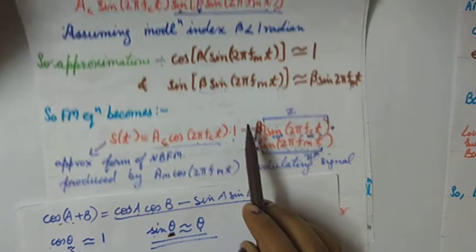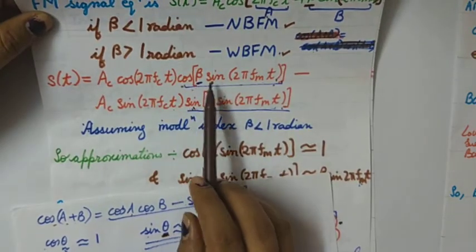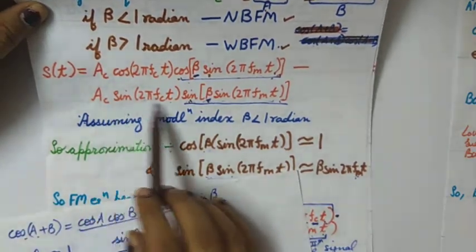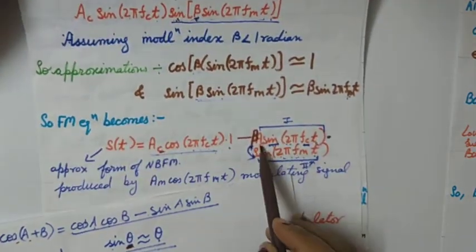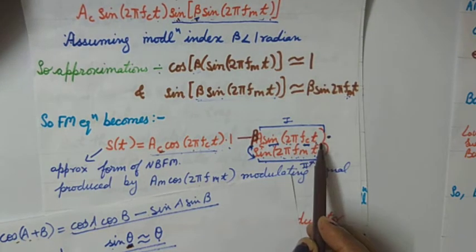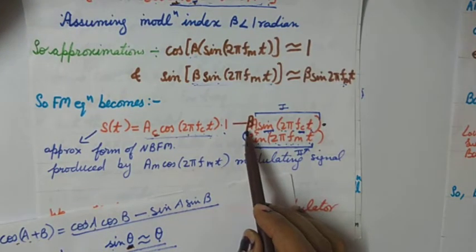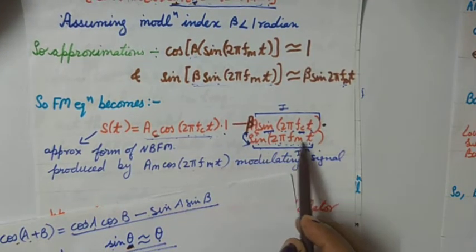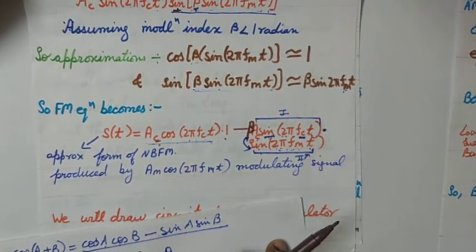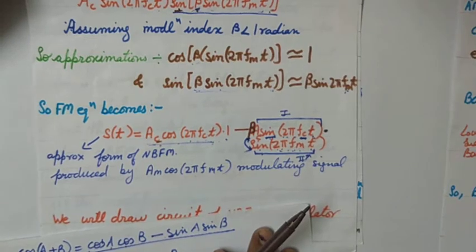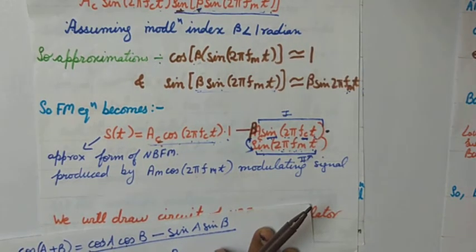And minus the second term, Ac sine 2 pi fc t, will remain, and the sine term will reduce to its angle. So I put beta in front, so beta sine 2 pi fm t. This whole equation which we have obtained is the approximate form of the narrowband FM signal.